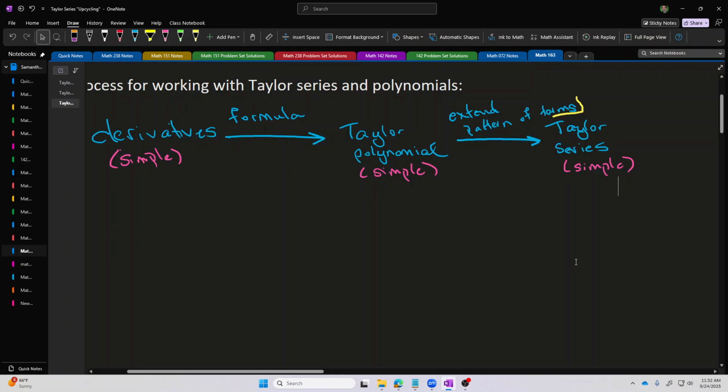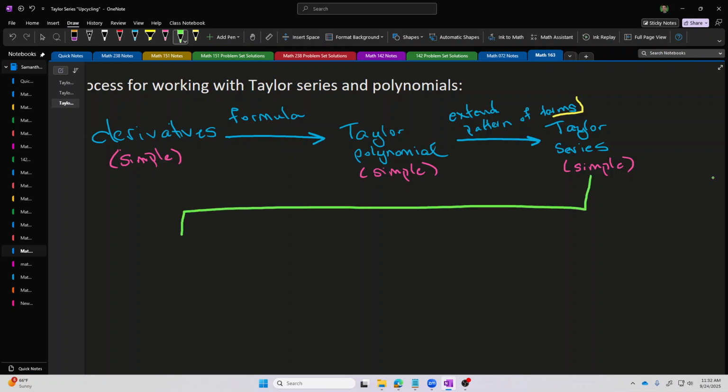What we're going to do is take these simple Taylor series for the exponential function, sine, cosine, 1 over 1 minus x. We're going to take those simple Taylor series for simple functions and combine and manipulate them in a couple of different ways to allow us to obtain Taylor series for more complicated functions.